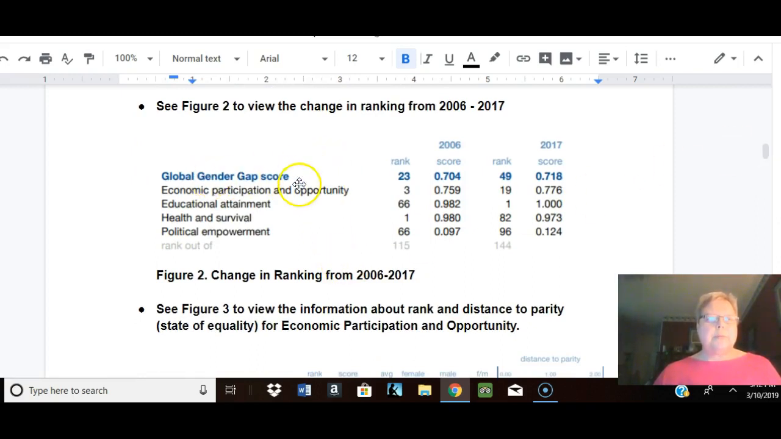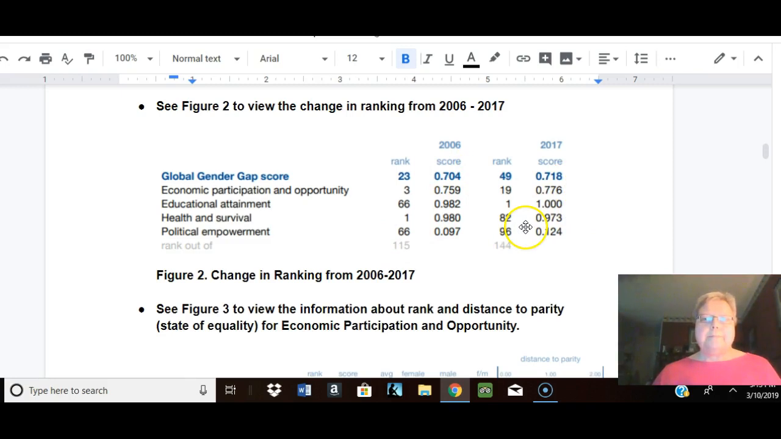Let's take a look at the global gender gap score by those categories. Now, I only did it for 4 of the categories. I did it for all 4 of the categories here, so you can see. Here's the rank overall in 2006, and here's the rank in 2017. Well, I don't know why it went down from 23 to 49, but there were fewer countries in the ranking to be ranked in 2006 compared to 2017.